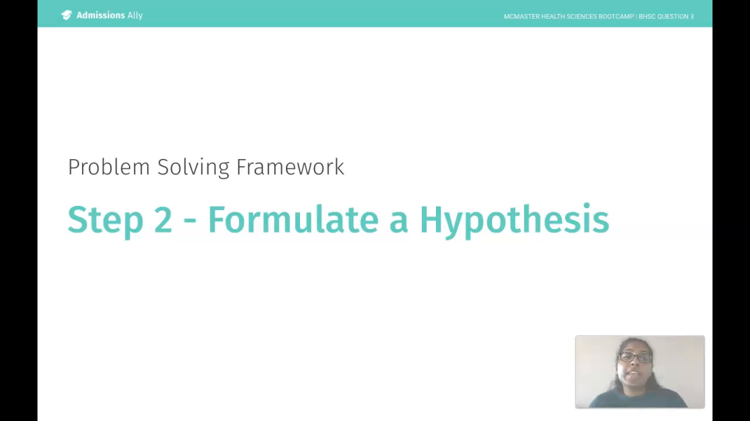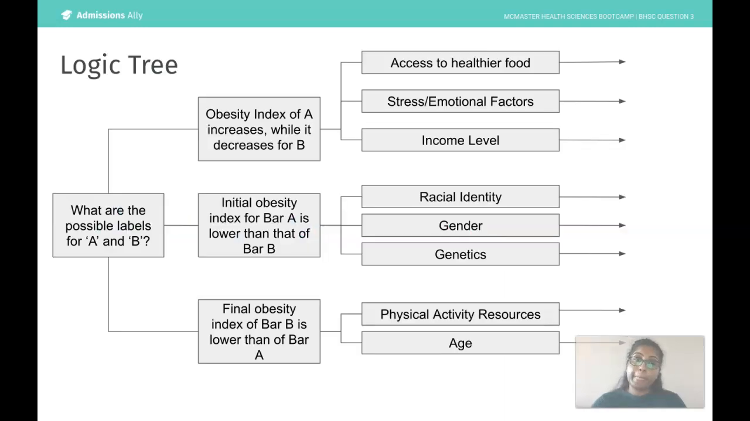So this is a part of the exercise, which is step 2, which is formulating a hypothesis. So, you've defined the boundaries of the problem, and now you're going to use the information that you collected by reading the text and be able to build out that logic tree or that issue tree.